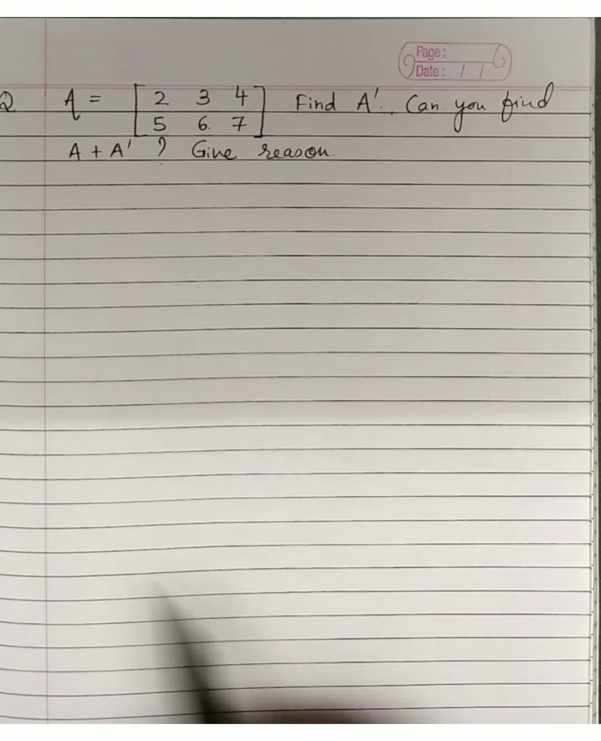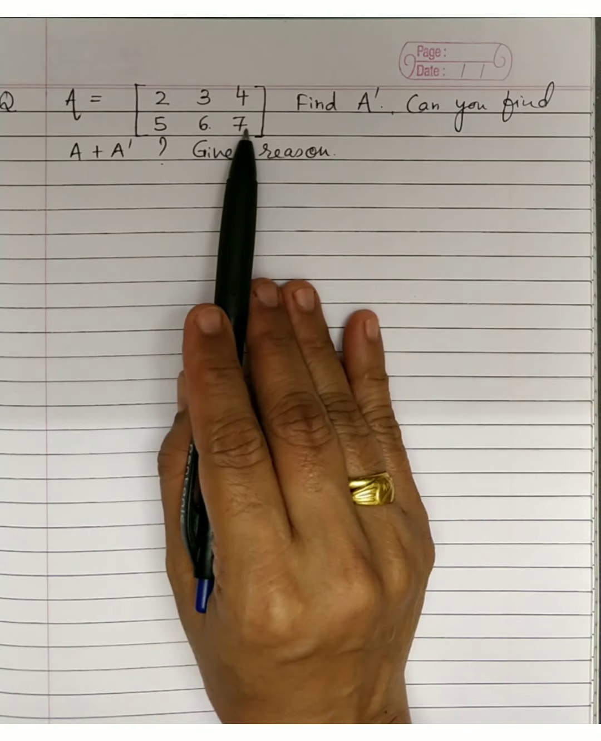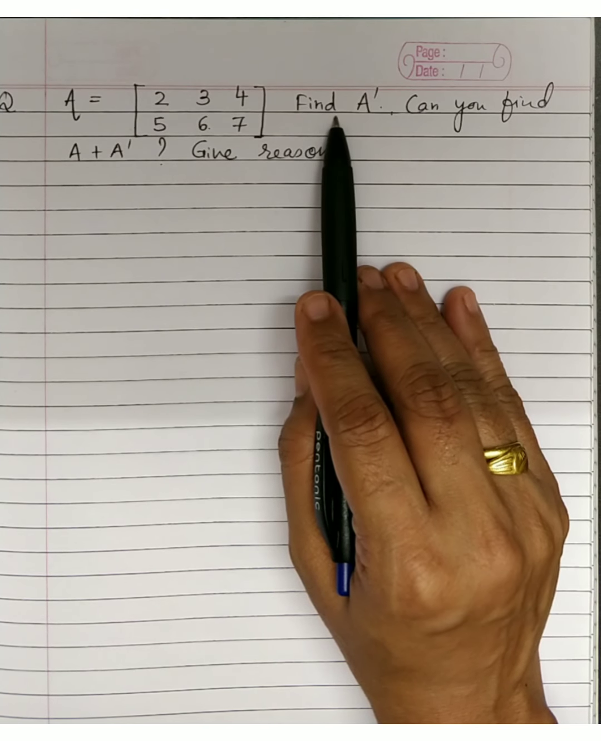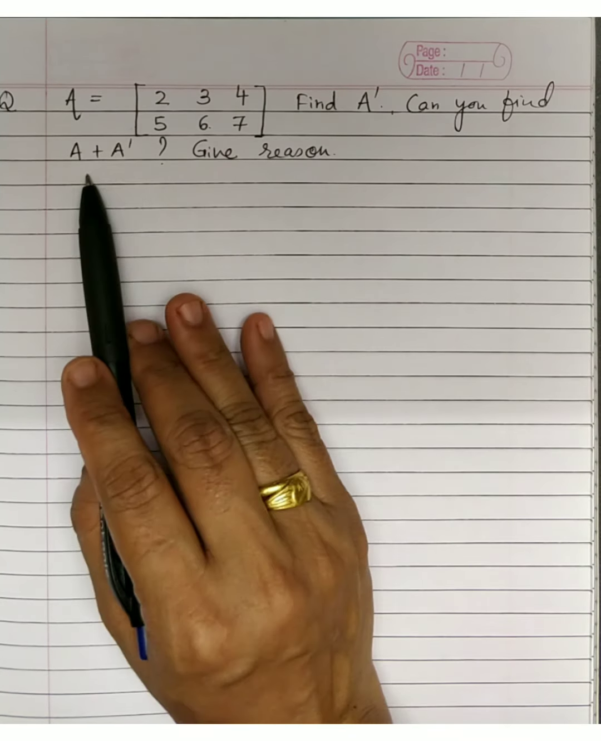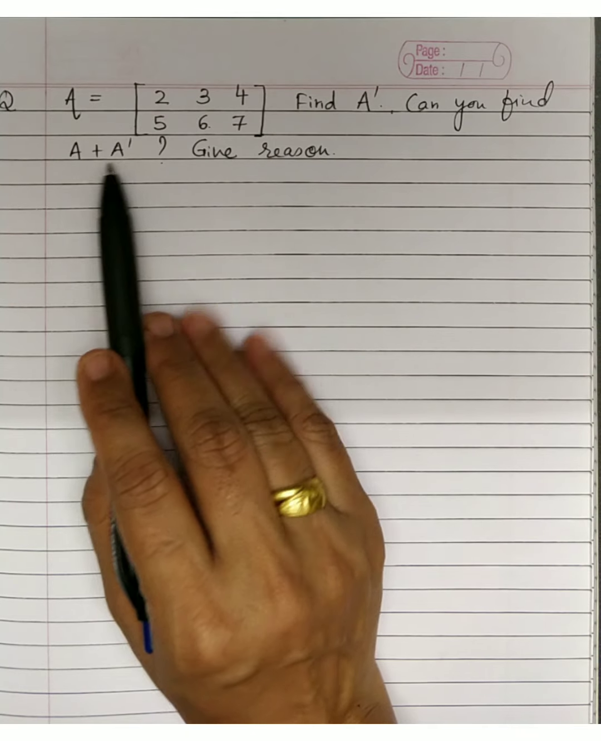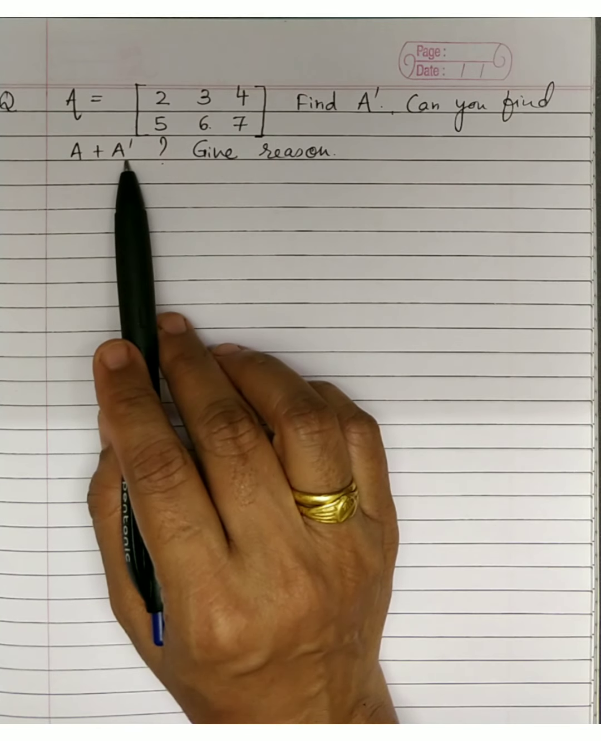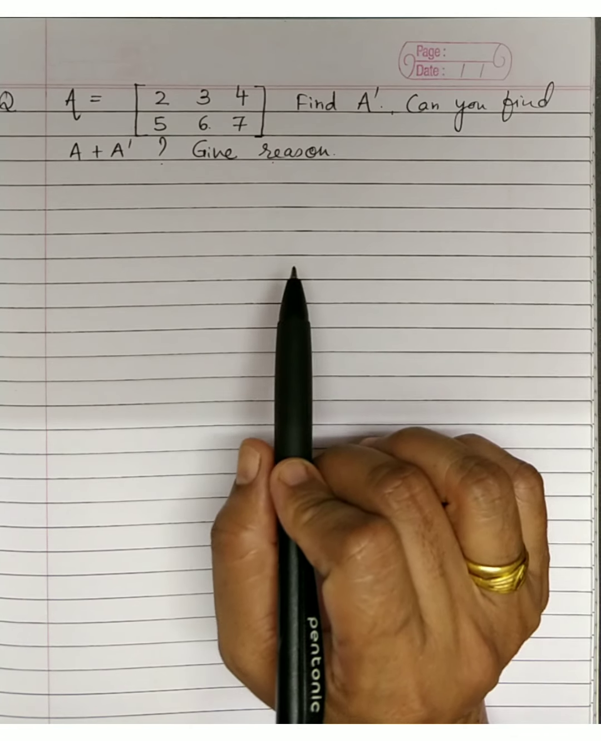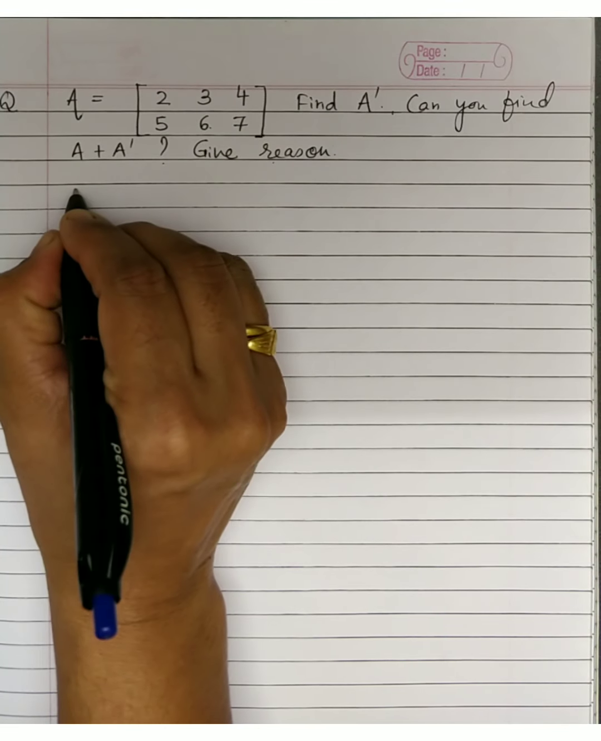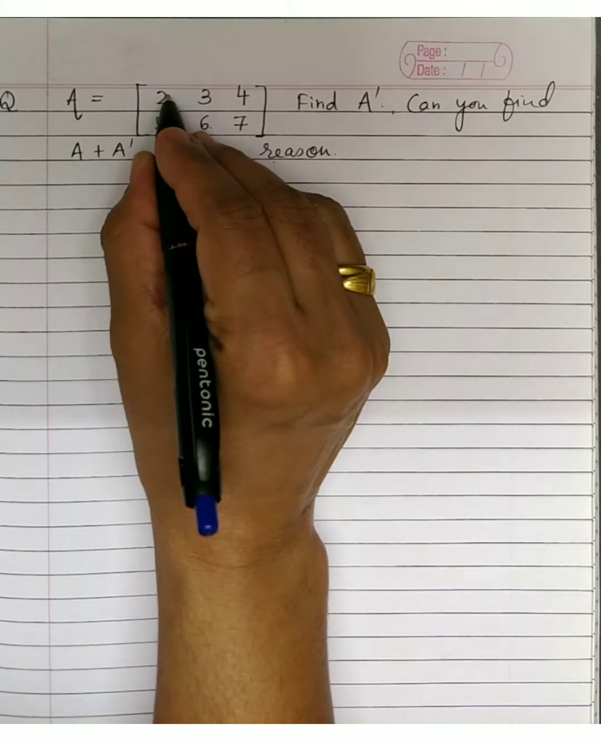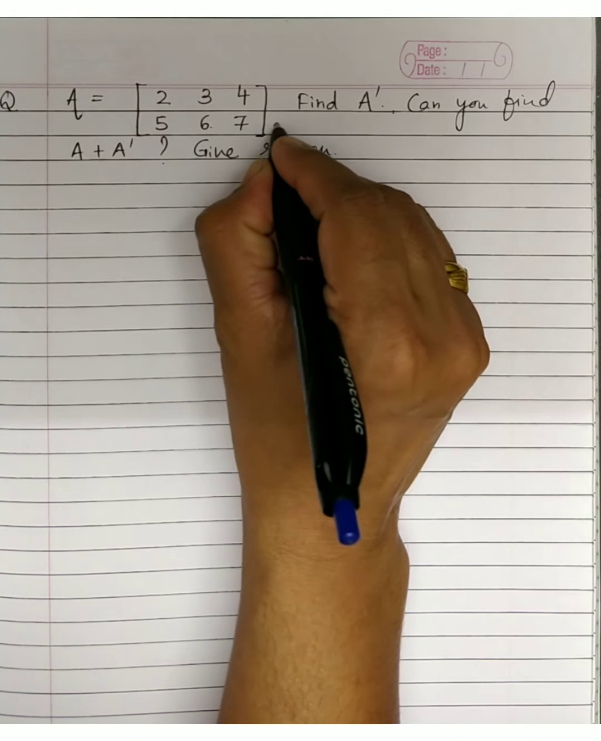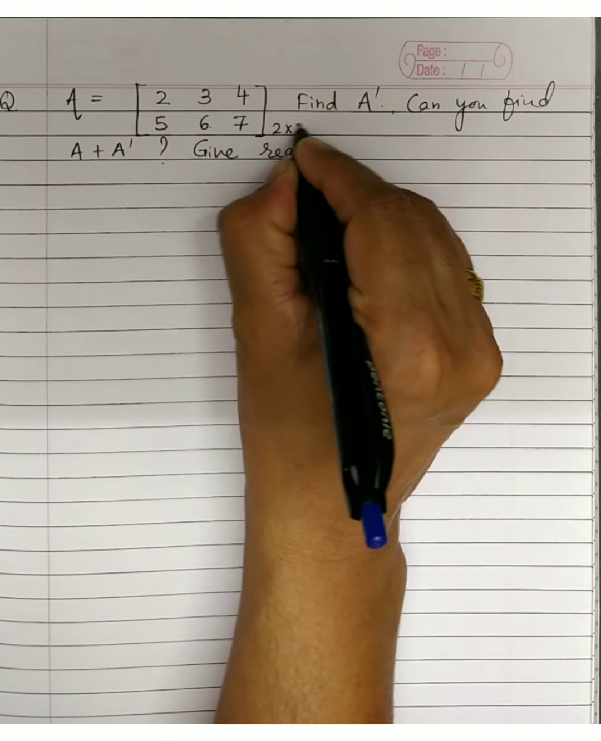Next question. Matrix A is given to you. First part of the question is find A dash. Next part, can you find A plus A dash? That is sum of the matrix and its transpose, whether it is possible or not. You need to give a reason for that. As matrix A is given, what is the order of this matrix? How many rows are there? 2. And how many columns are there? 3. So the order of this matrix is 2 by 3.